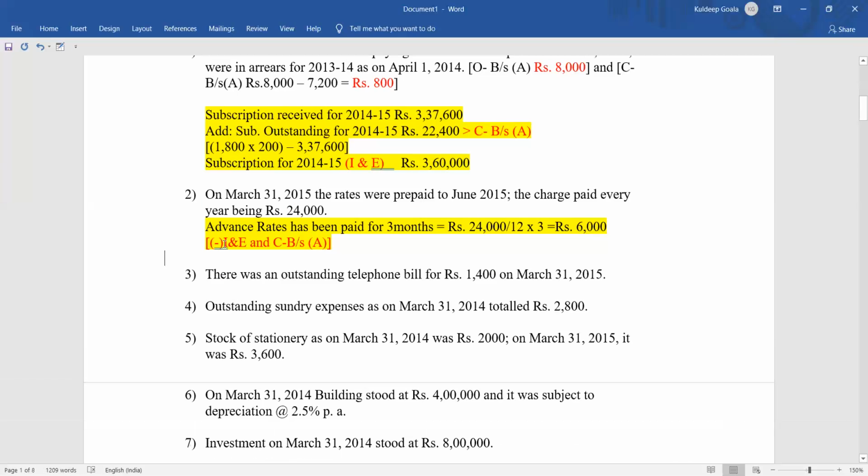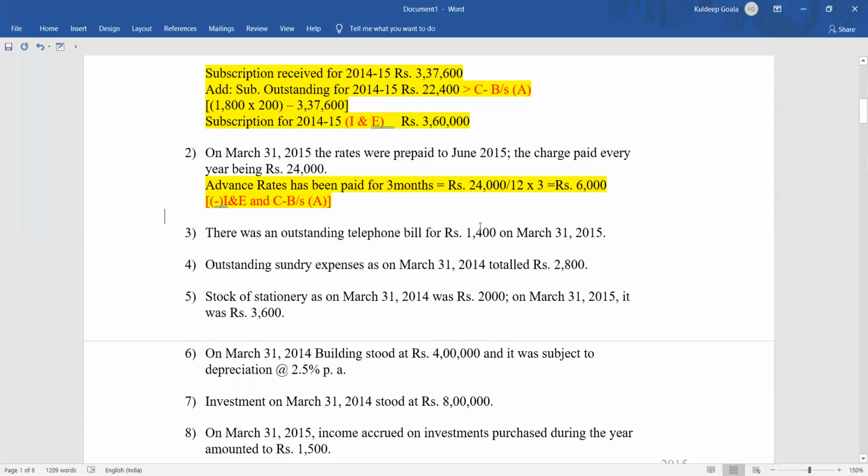Okay, so now coming to the next one, what is there: there was an outstanding telephone bill of 1,400 on March 31st 2015. There was an outstanding bill, which means we have to pay the telephone bill which is still remaining, right?